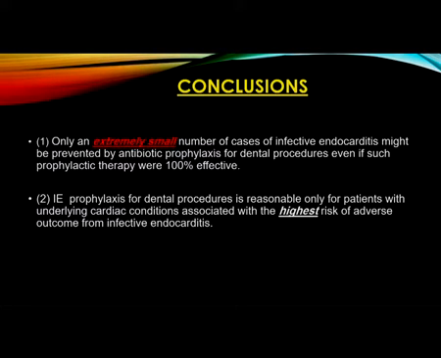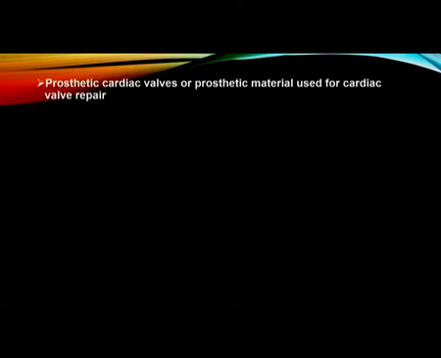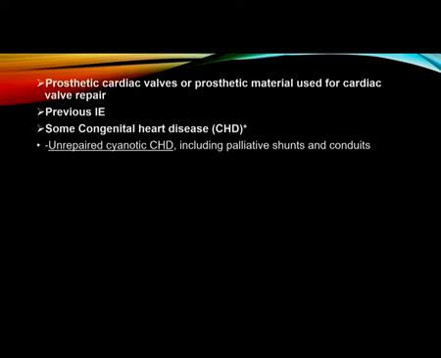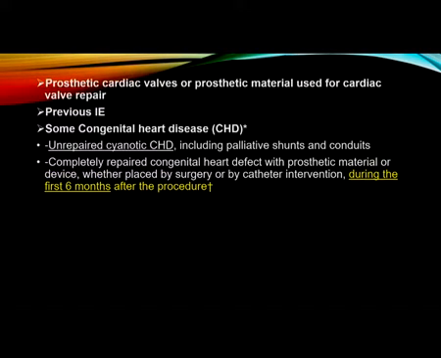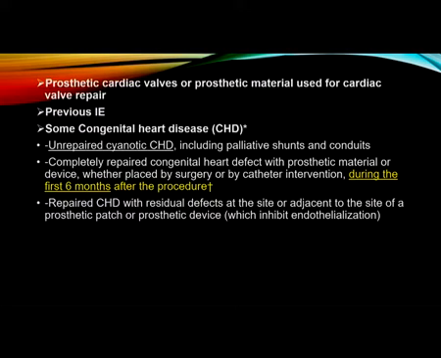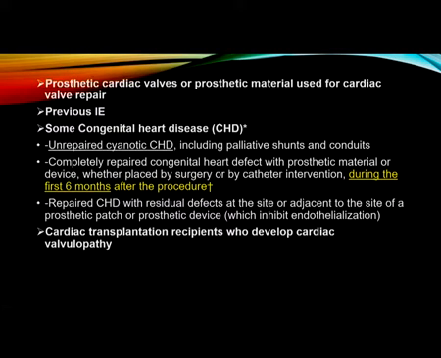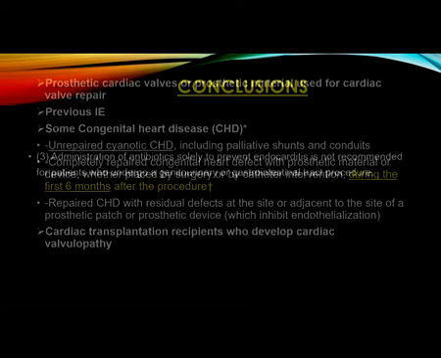Infective endocarditis prophylaxis for dental procedures is reasonable only for patients with underlying cardiac conditions associated with the highest risk. Among those: prosthetic cardiac valve or prosthetic material used for cardiac valve repair, previous infective endocarditis, some congenital heart disease, including palliative shunts and conduits, complete repair congenital heart disease with prosthetic material or devices, only during the first 6 months after the procedure, or some other residual lesions which are adjacent to such synthetic materials. Cardiac transplantation recipients who develop cardiac valvulopathy.